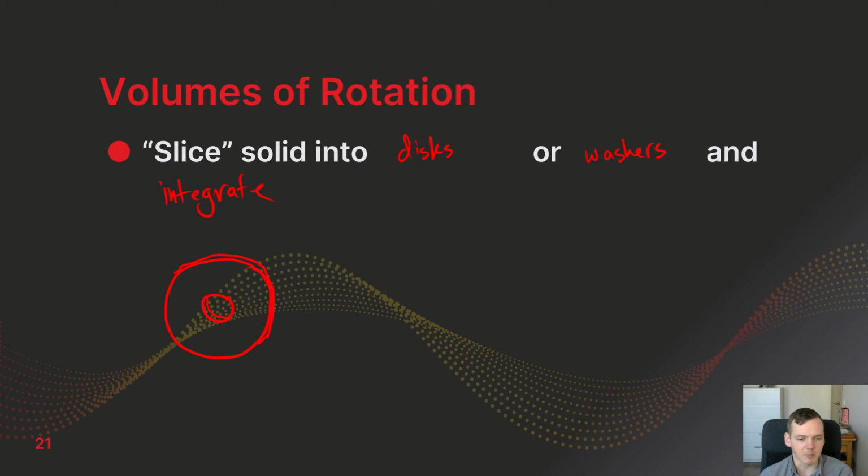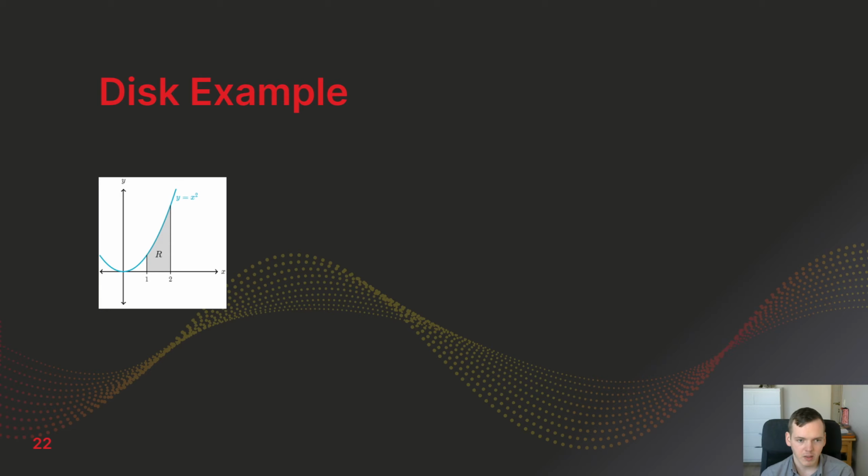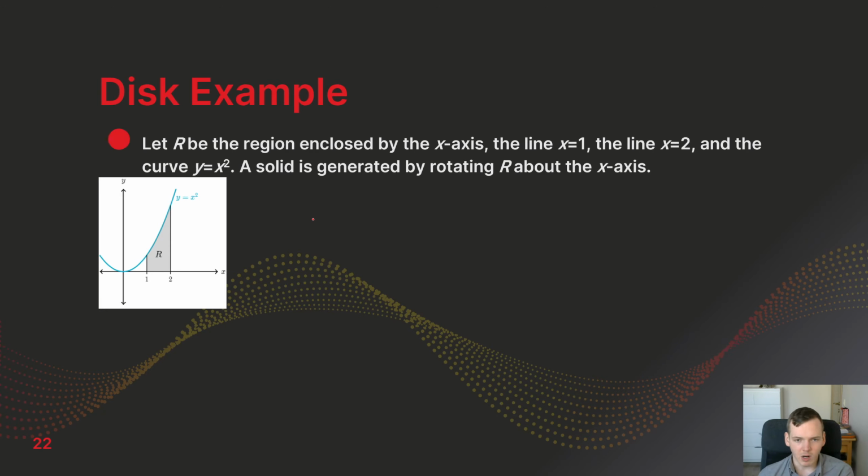So let's look at a couple examples here. So the disk example, let R be the region enclosed by the x-axis, the line x equals 1, the line x equals 2, and the curve y equals x squared. A solid is generated by rotating R about the x-axis. So we're going to take R and we're going to spin it in a circle like this.